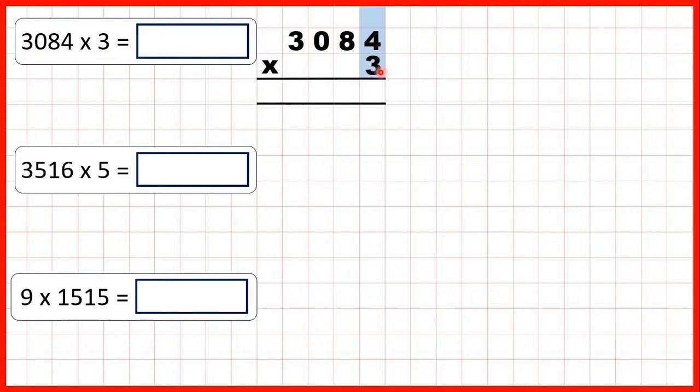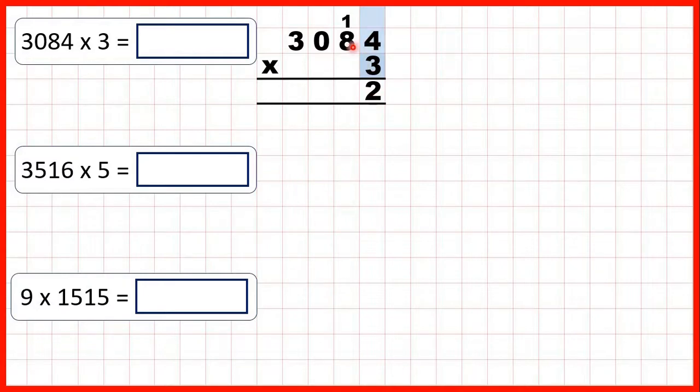4 times 3 is 12, but that's a 2-digit number, and we can only have 1 digit in each place value column. So we need to write 12 as 1, 2, with the first digit of the number above the next place value column along. And that makes sense, because in the number 12 we have 1 10 and 2 ones, so only the 2 ones goes in the ones column of our answer.